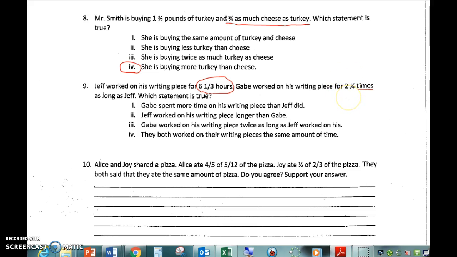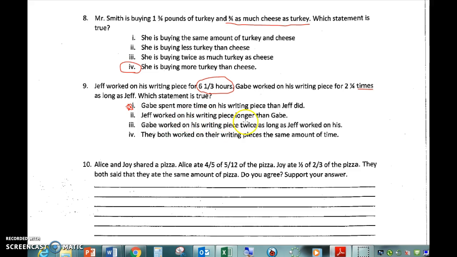Well, generally chances are you'll get a bigger number. So in this case, let's look at our choices and we'll see what makes sense. Gabe spent more time on his writing piece than Jeff did. I have a feeling this is the right one, but it's always smart to check all of the choices before you circle or select one.